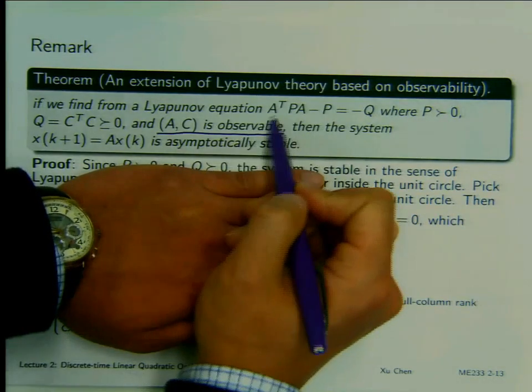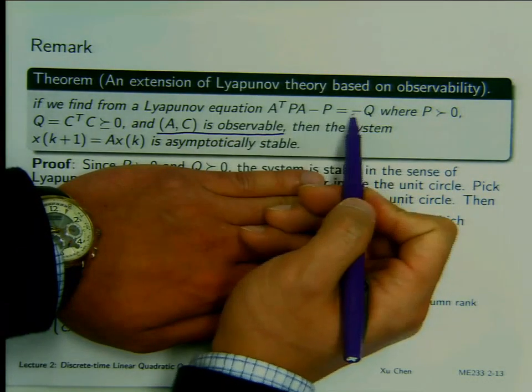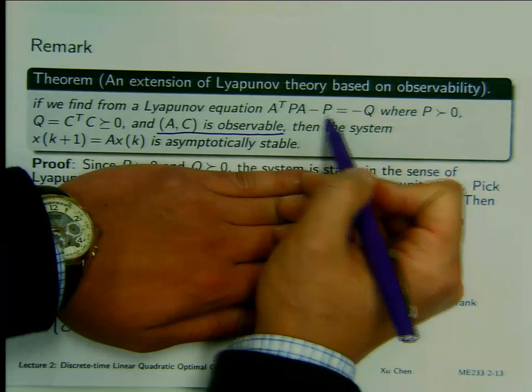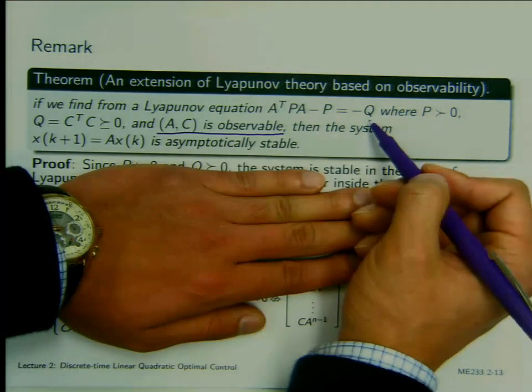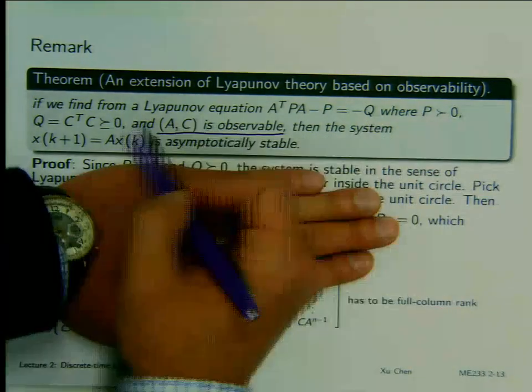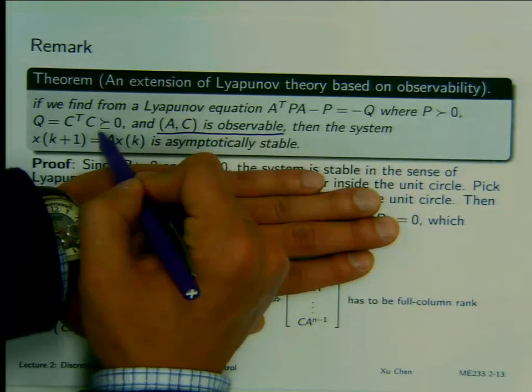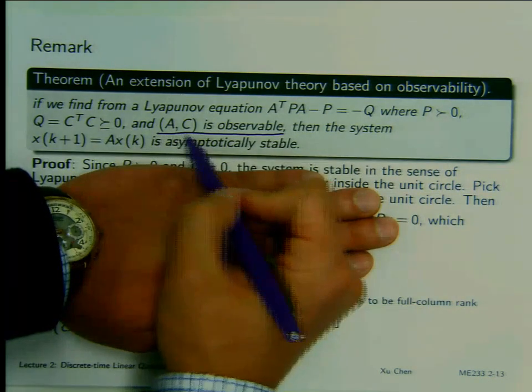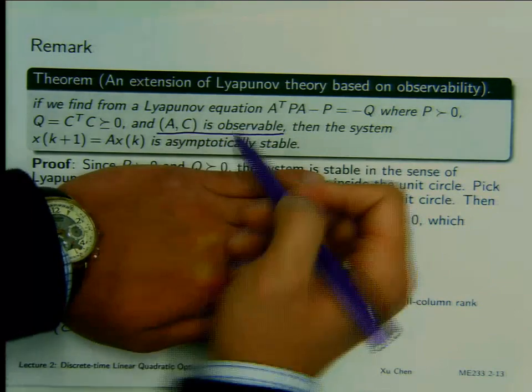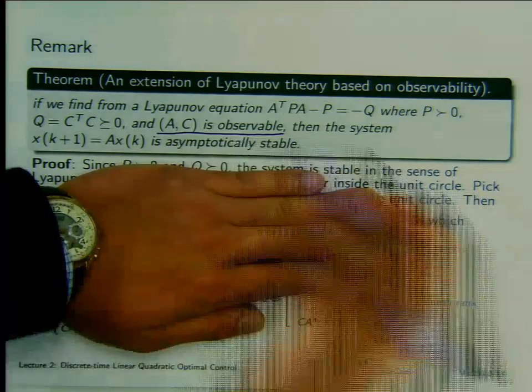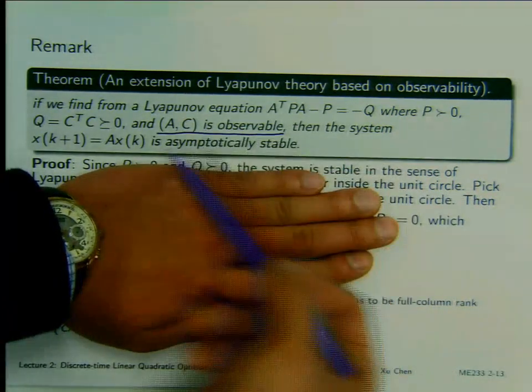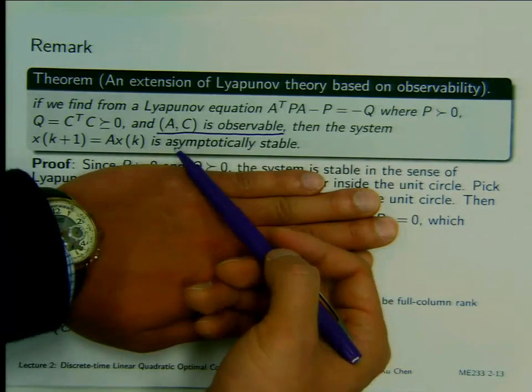I have constructed a Lyapunov equation where this P matrix is positive definite, and this Q matrix, if you recall, is positive semi-definite, as written down here. But we have shown that this system is observable. So immediately we can apply this theorem to say the closed-loop system is asymptotically stable.